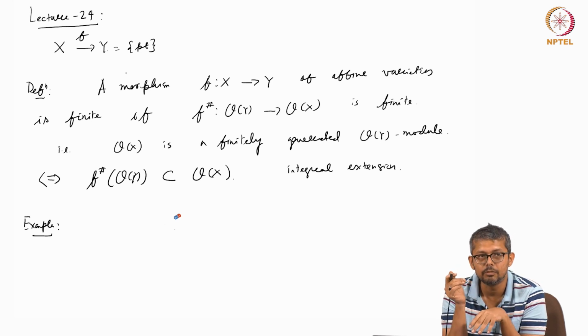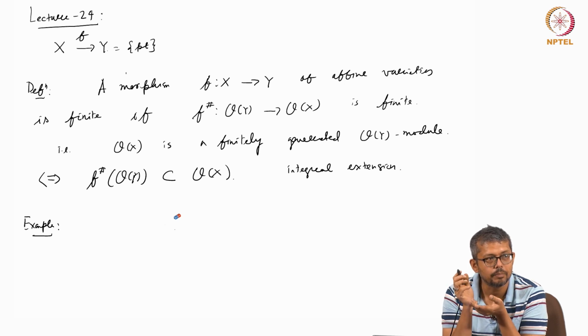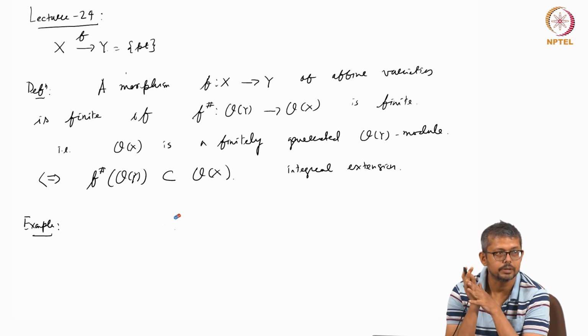So you will see that when you have a finite map X to Y, the function field K(X) will be an algebraic extension over K(Y), because one will contain the other. So if it is a map from X to Y, then the function field K(X) will be an algebraic extension over K(Y) if this is a finite extension.